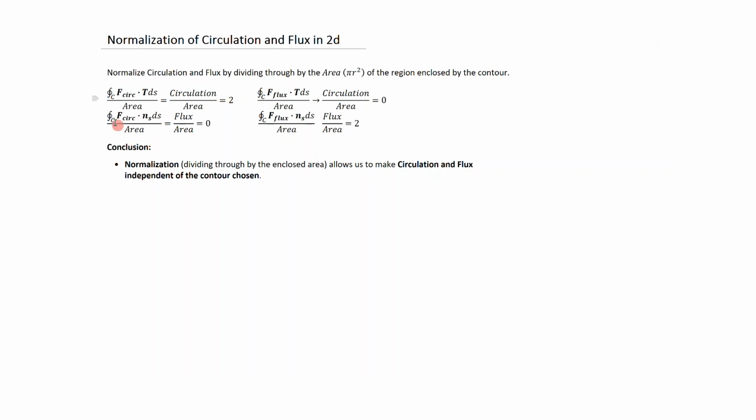Similarly, if we take the flux and divide by an area, we end up with a value of 2. So the general conclusion is that this form of normalization, which is dividing through by an enclosed area, allows us to make circulation and flux independent of the contour chosen. And it's this procedure which will allow us to come up with these definitions, which we'll be showing shortly.